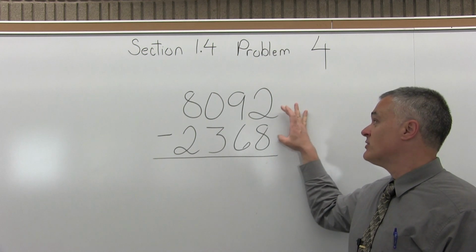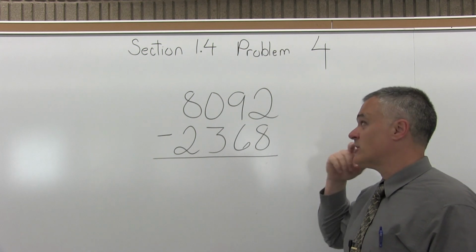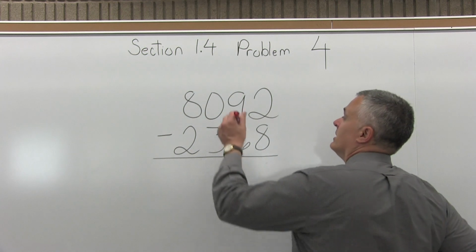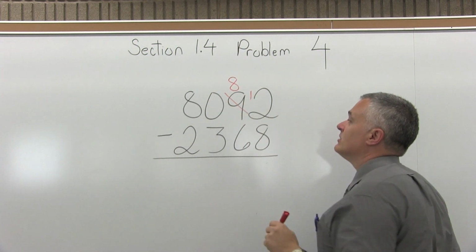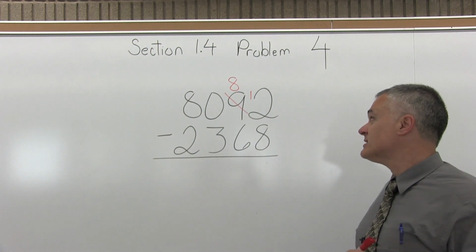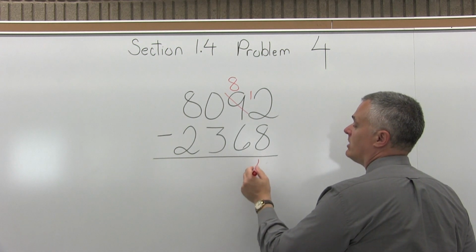The far right column, I have 2 minus 8. The 2 is not big enough to subtract an 8, so I need to borrow. So I'll cross off the 9, reduce it to an 8, and turn that 2 into a 12. Now I can subtract: 12 minus 8 is 4.